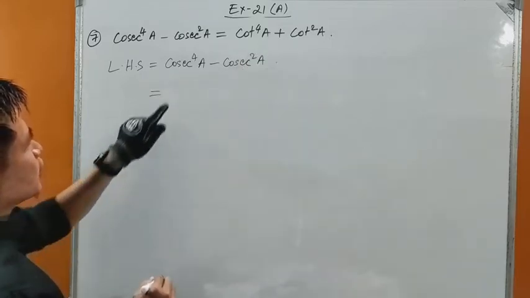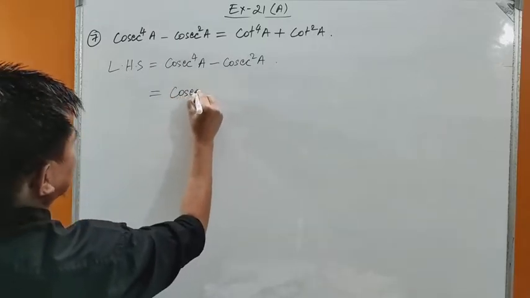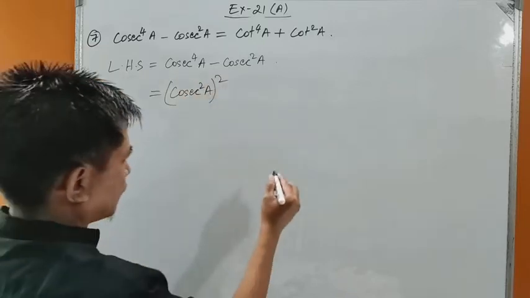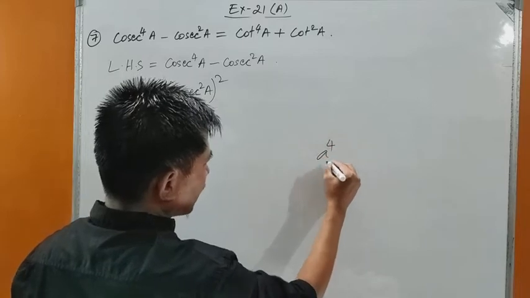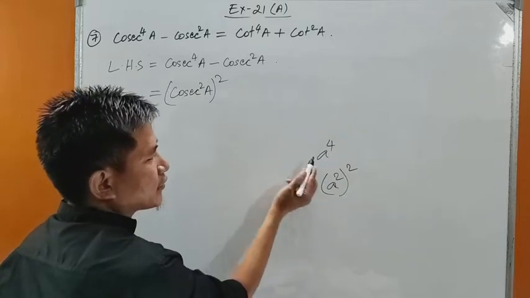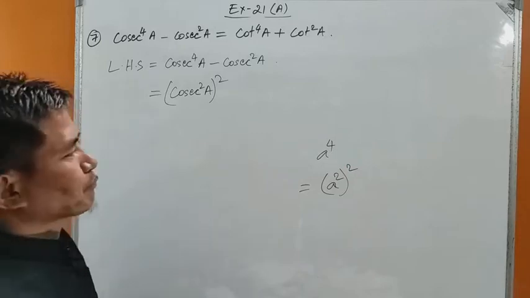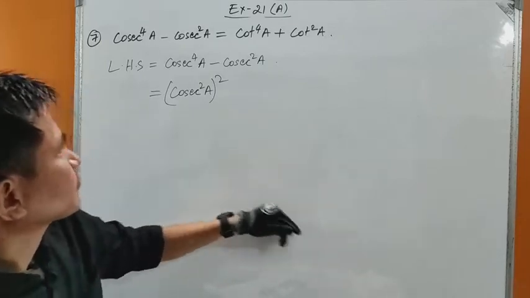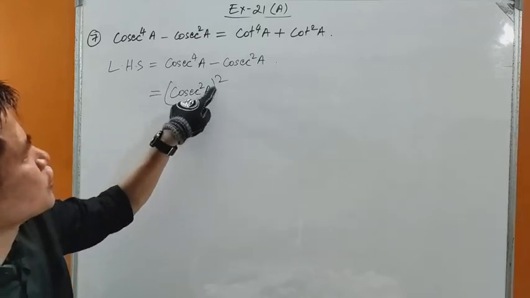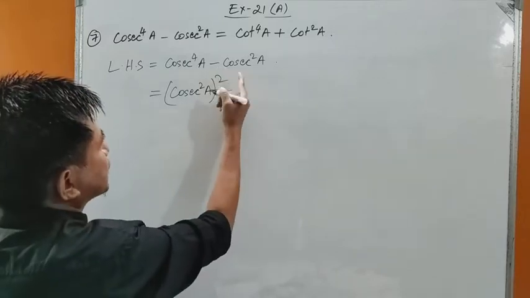So let's begin. This cosec to the power 4 A can be written as (cosec square A) whole square, since we know that a to the power 4 can be written as (a square) whole square because 2 twos are 4, isn't it? Similarly, cosec to the power 4 A can be written as (cosec square A) whole square because 2 twos are 4, power becomes 4. And we have minus cosec square A, isn't it?